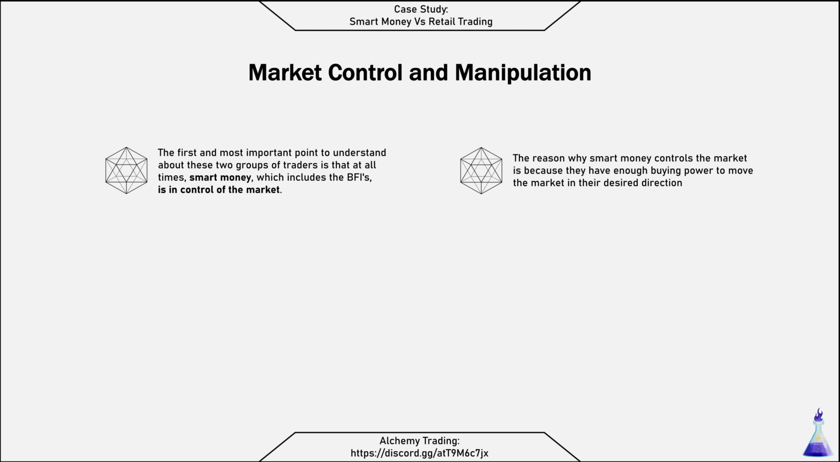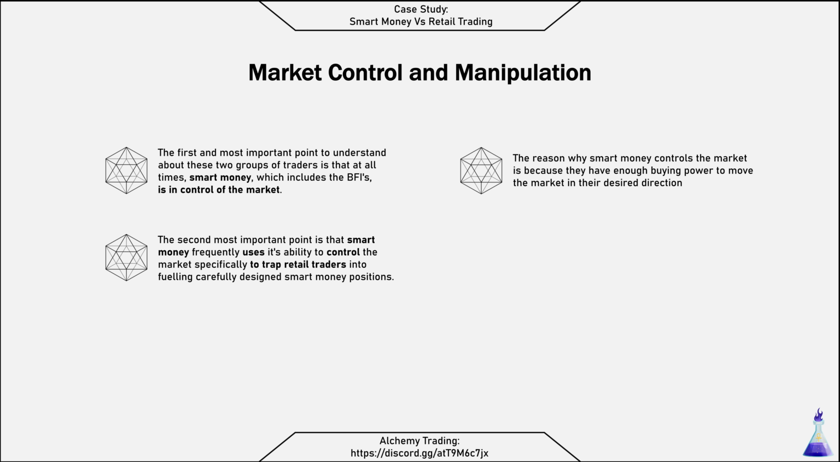The reason why smart money controls the market is simply because they have enough buying power to move the market in their desired direction, whereas retail traders don't even come close to having this organized market moving ability. The second most important point to understand is that smart money actively uses its ability to control the market specifically to trap retail traders into fueling carefully designed smart money positions.